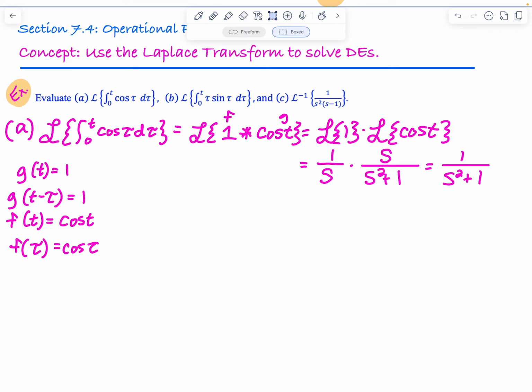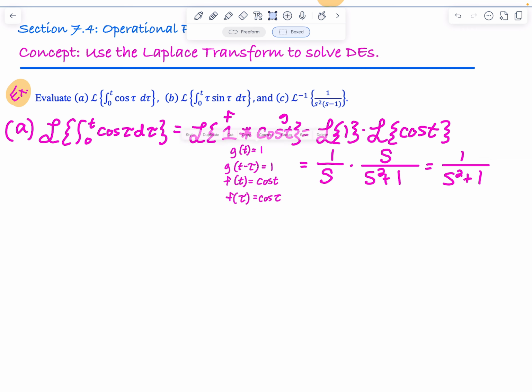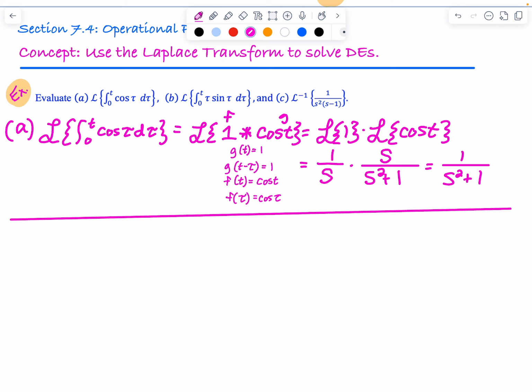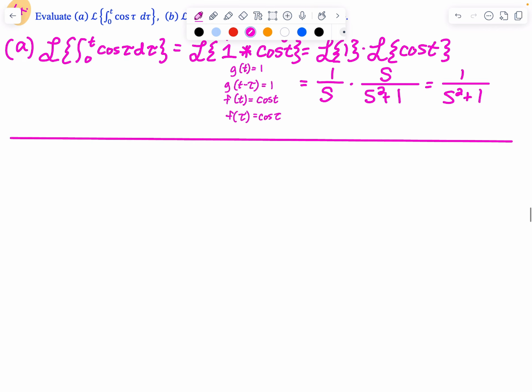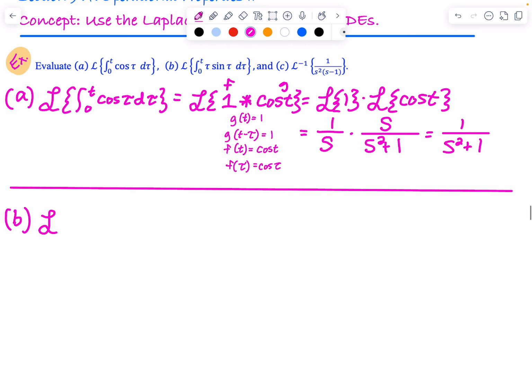Okay, so I'm going to shrink some things up for room's sake. So I'm going to put this right here. Okay, put B, and I think I'm going to split this because I'll have room for it. So B, I'm going to go down for this one. Okay, Laplace of the integral from 0 to t of tau sine tau d tau.